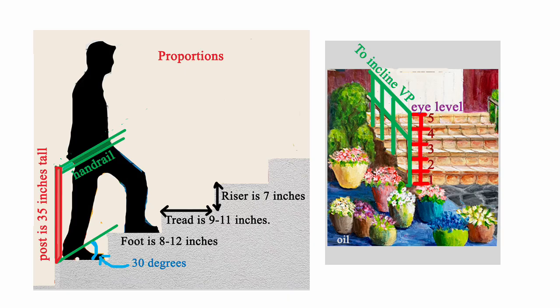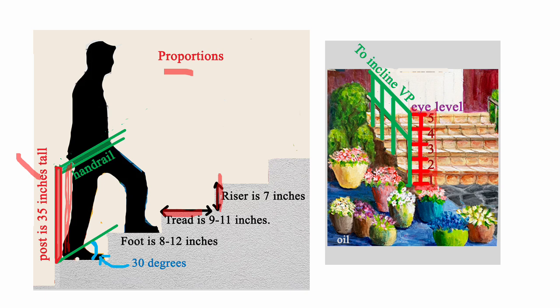It's important to make your proportions correct. So a tread is about 9 to 11 inches, a riser about 7 inches, and a handrail, the post for the handrail, is about 35 inches tall. So this is 5 times the riser. And we can use that information to help. So here is one riser, and I added 4 more.